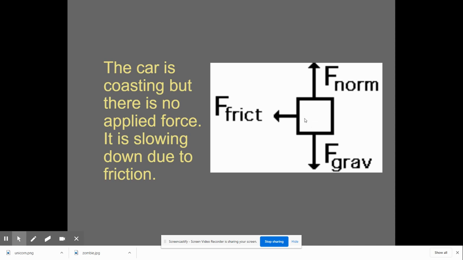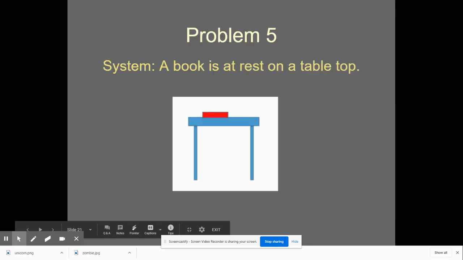And I've got this net force, which is going to cause a change in the acceleration. Good one. Good one. Problem 5.